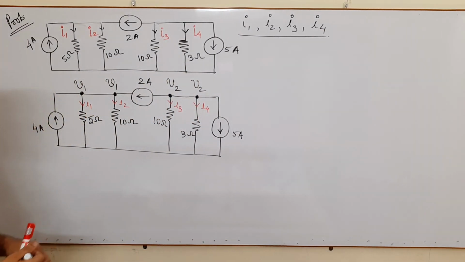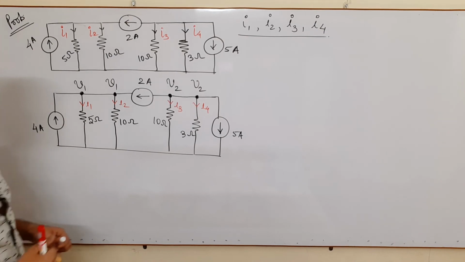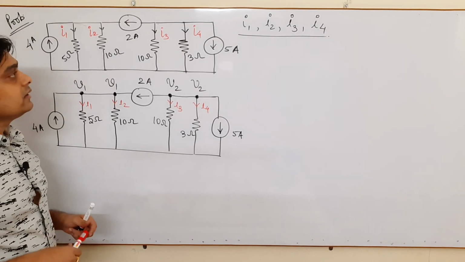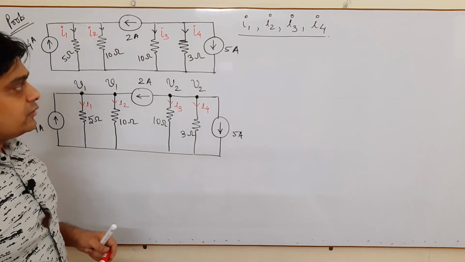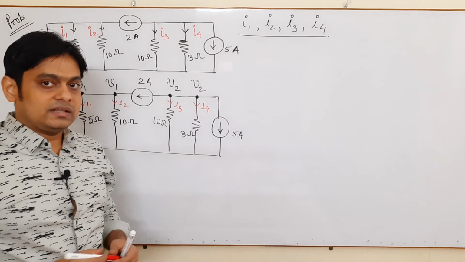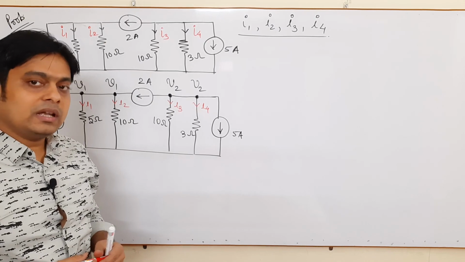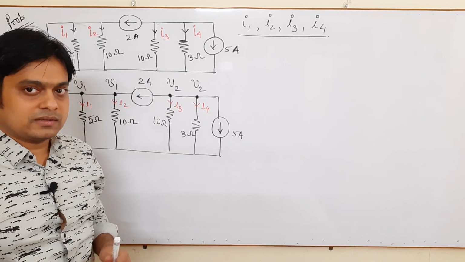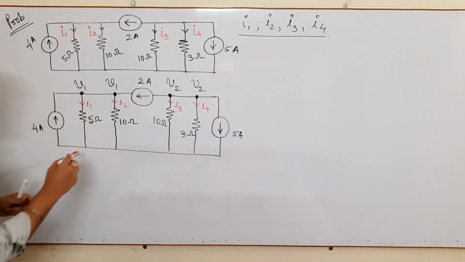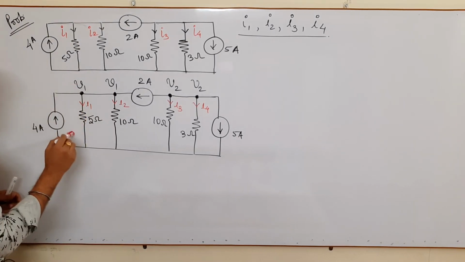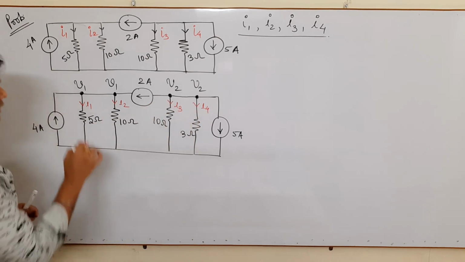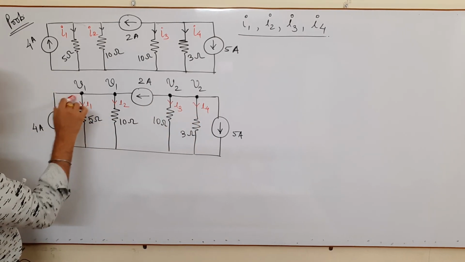Now how do you solve? As I already told you, whenever you find a lot of parallel branches in a network, it is easiest to apply nodal analysis, and one can find the voltage, and with the help of that you can find the current across different branches. Okay, so here in this network I have redrawn that network. Now you see the currents are the same, I1, I2, I3, I4. Now I consider that the voltage is V1 here.